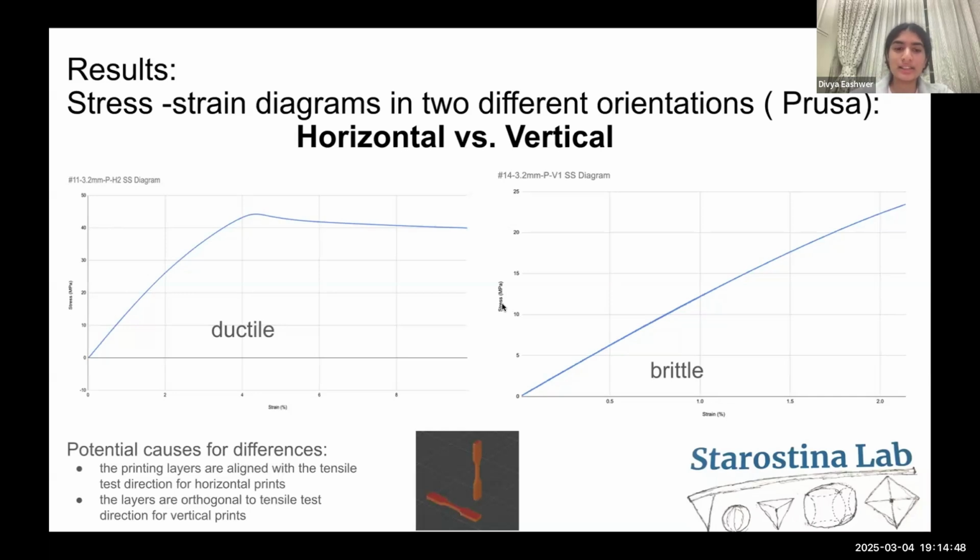Some potential causes for the differences is that the printing layers are aligned with the tensile test direction for the horizontal print, and then the layers are orthogonal to the tensile test direction for the vertical print.